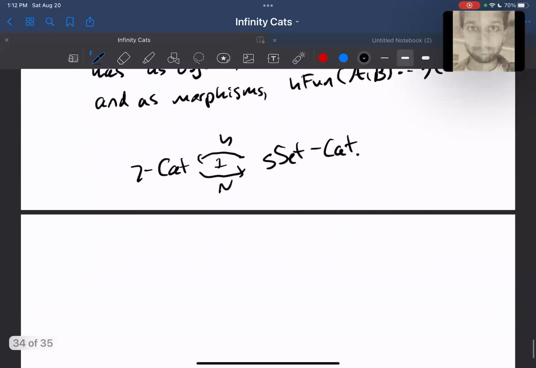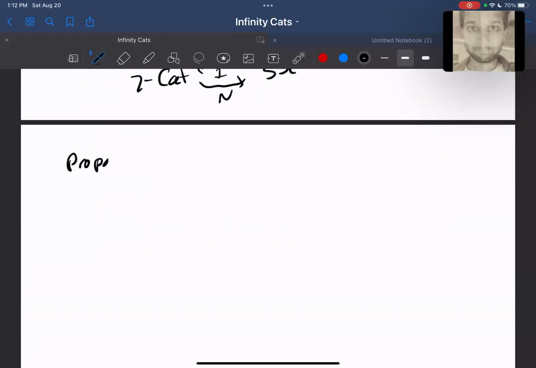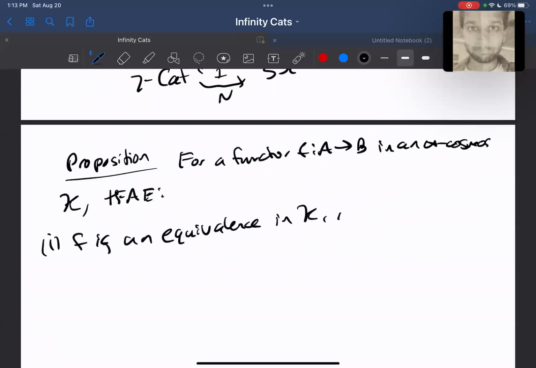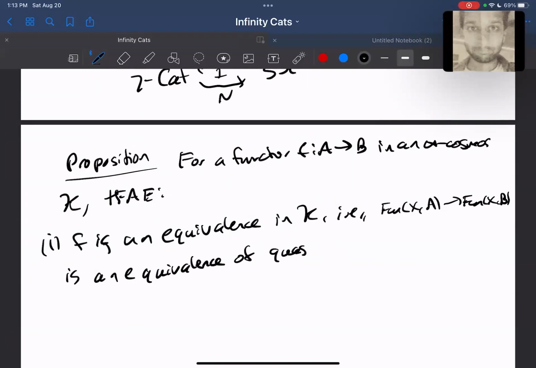But what's the use of this? Well, let's prove one thing that will make it easier to work with equivalences. For a functor f from A to B in an infinity cosmos K, the following are equivalent. 1. F is an equivalence in K. I.e., fun XA to fun XB is an equivalence of quasi-categories for all X in K.